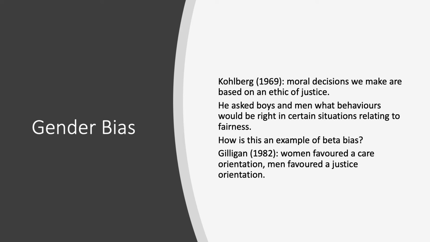Gilligan did a study based on Kohlberg's theory, and she found that women favoured a care orientation while men favoured a justice orientation. And she went on to argue that Kohlberg's theory actually led to an alpha bias because it made women seem less moral than males. Whereas Gilligan's theory demonstrates universality because it showed that men and women are different, but it wasn't biased because she didn't state that any kind of moral reasoning was considered better than the other. She just said that they were different.